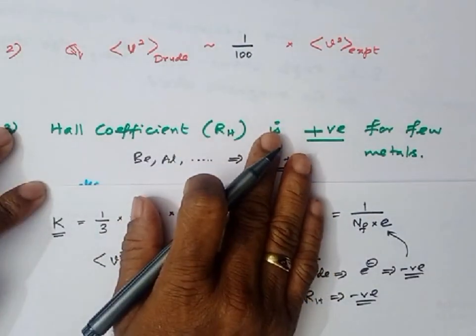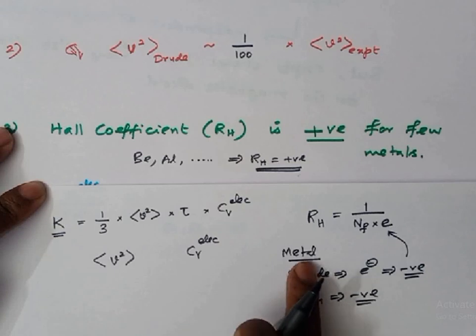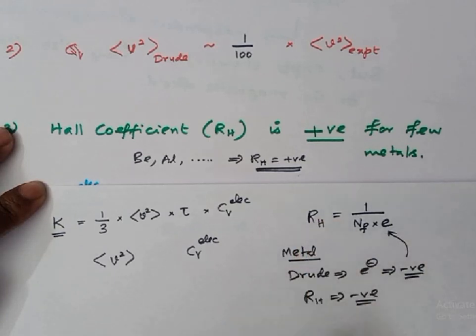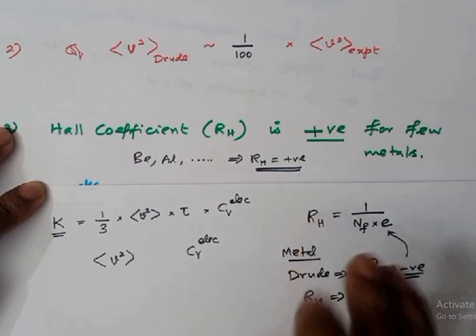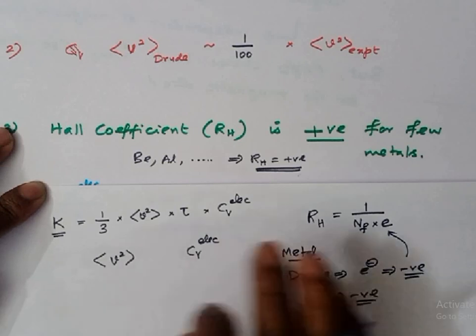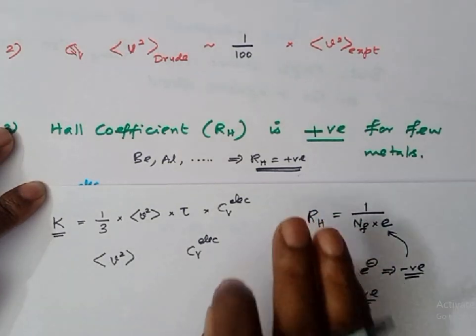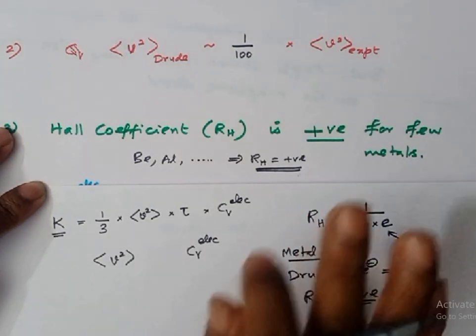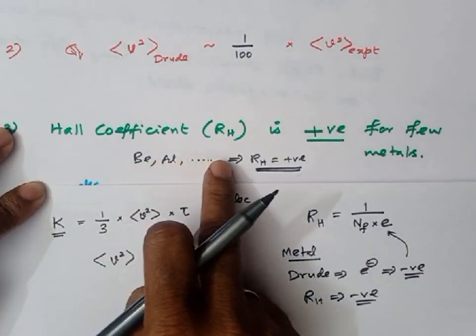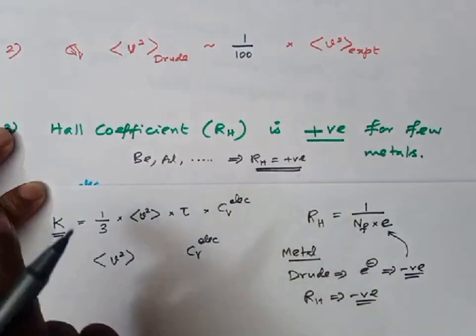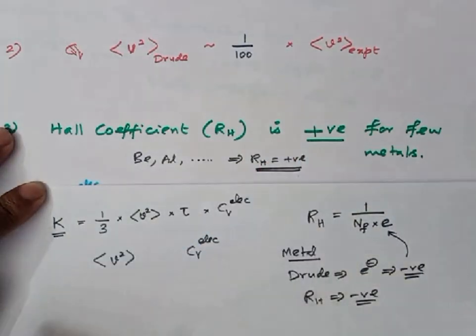According to the Drude model, free electrons present in the metal are responsible for conduction, so free electrons are the carriers. What is the charge of the electron? Negative. If the electron charge is negative, the Hall coefficient should also be negative. Yes, it was found that in many metals the Hall coefficient is negative, but for a few metals, like beryllium, aluminium, etc., the Hall coefficient was found to be positive, which could not be explained by the Drude model.